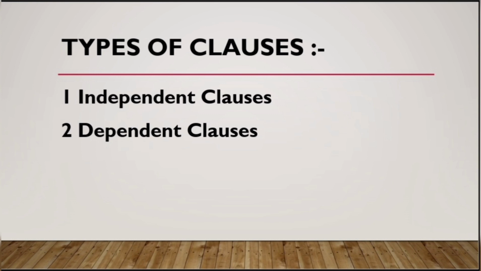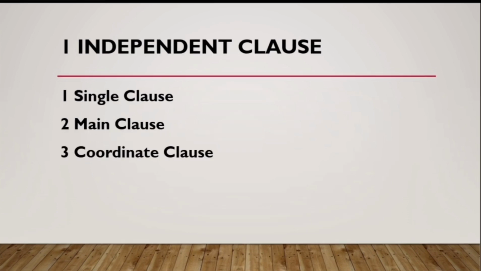Let's have a look at the types of each of them in brief. An independent clause is of three types. The first one is single clause, the second one is main clause, and the third one is coordinate clause. So an independent clause is divided into three parts.